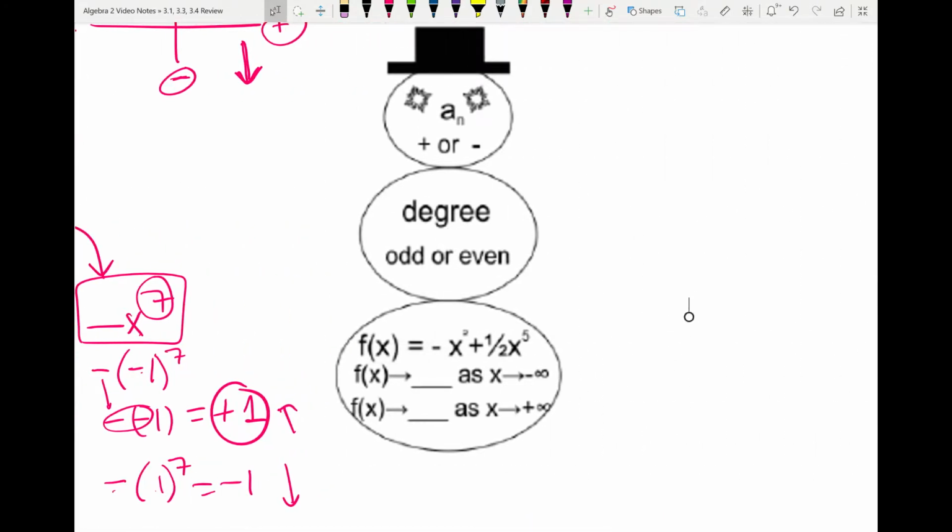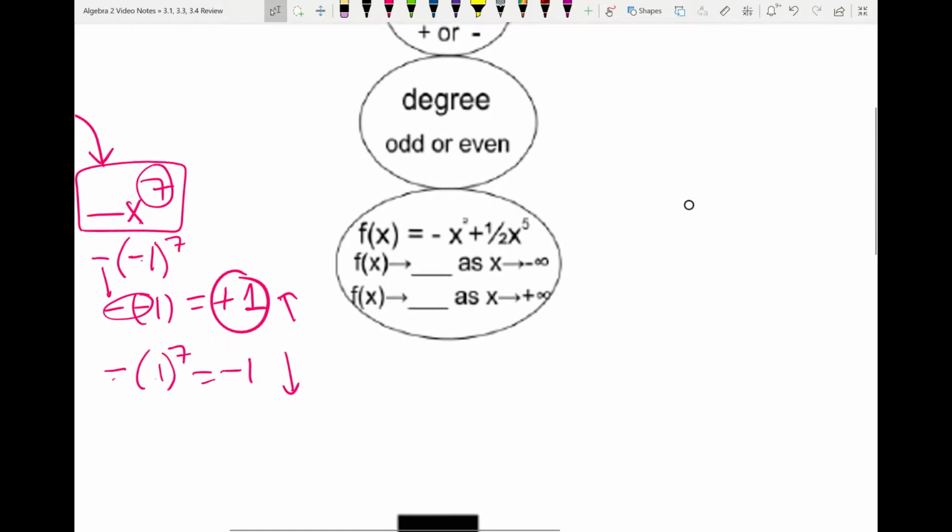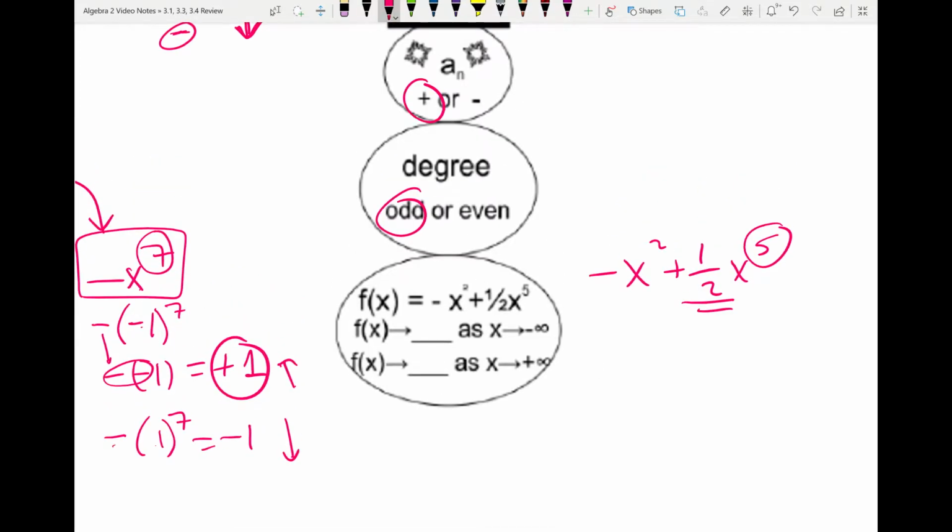Now we're going to look at odd. We're going to look at another case here. So this problem right here, I'll just rewrite it. -x² plus 1/2 x to the 5th. So this problem, if you look at the degree, which is the 5, that's going to be odd. So we're going to circle odd. And if you look at the leading coefficient, that's +1/2, so it's positive.